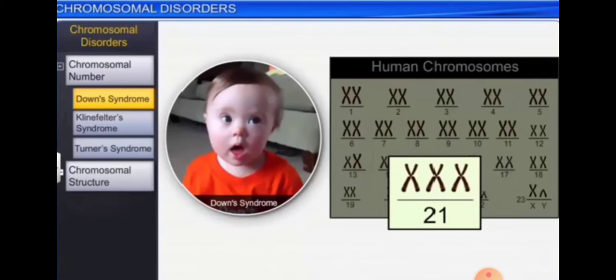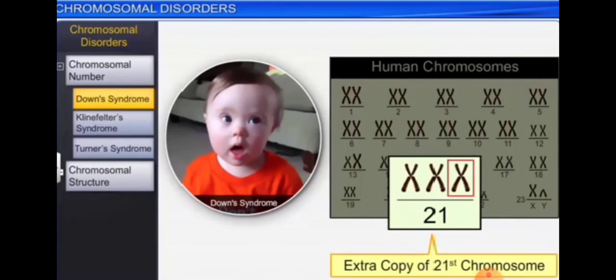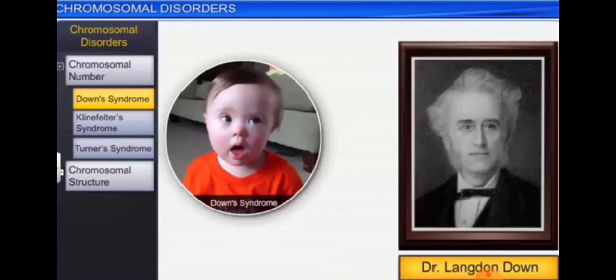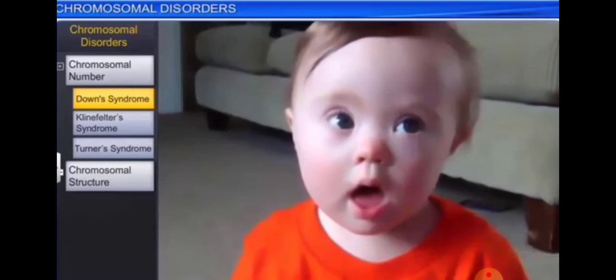So Down syndrome, or trisomy 21, is caused due to the presence of an extra copy of the 21st chromosome. Instead of 2, you are having 3 there. It was Dr. Langdon Down, a British doctor, who first described this disorder. Hence the name Down's syndrome.